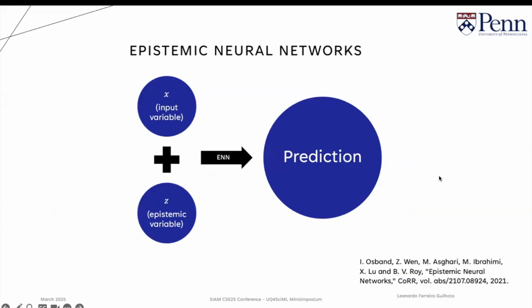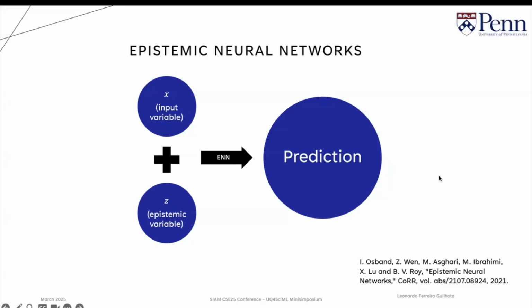Before I move on and actually describe the NEON architecture, first I want to talk about epistemic neural networks, which is a theoretical framework from this paper by Ian Osband that is really useful to quantify a lot of common methods for uncertainty quantification in deep learning.